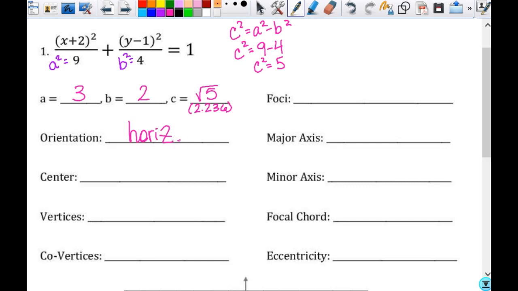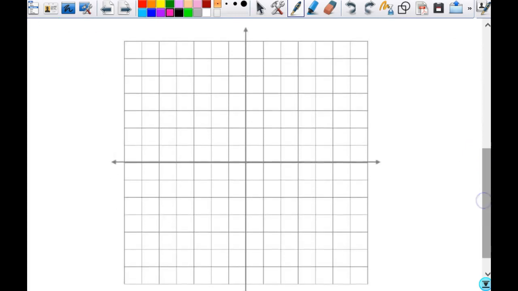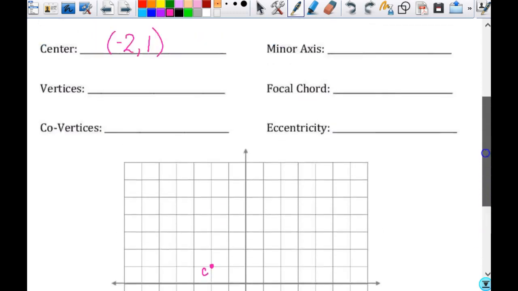What is your center point? -2, 1. I'm going to go ahead and go down here and I'm going to plot that. -2, 1. And I'm going to label it my center. Okay. Then we're going to go back up here.